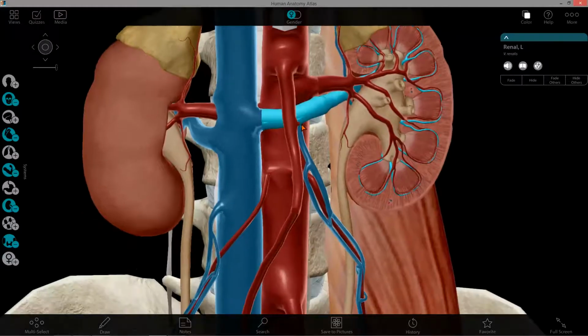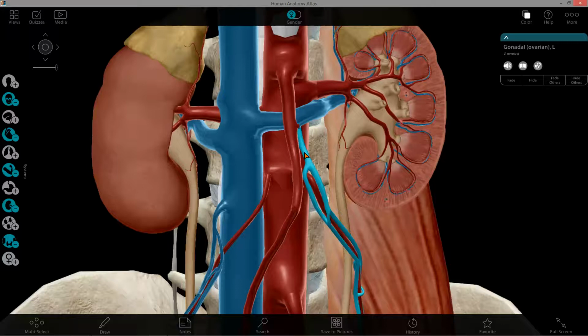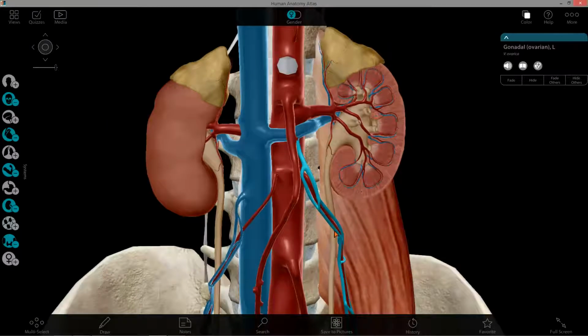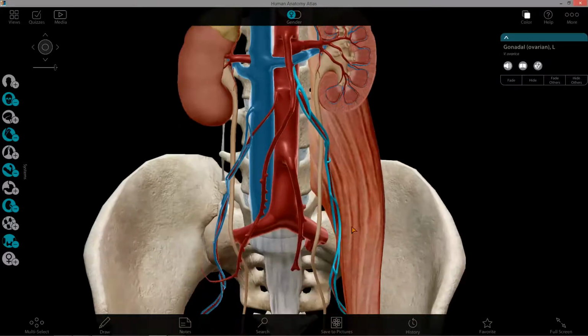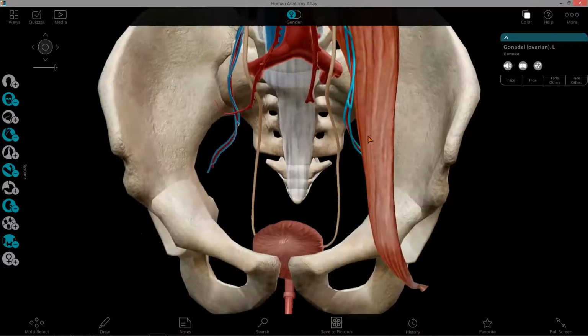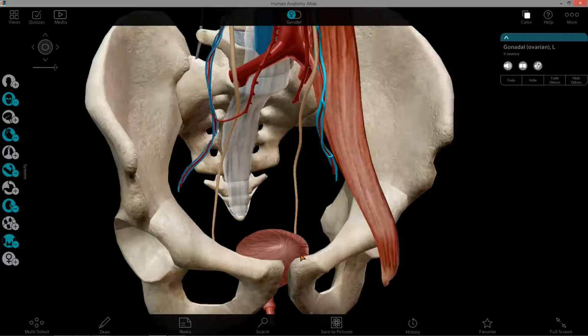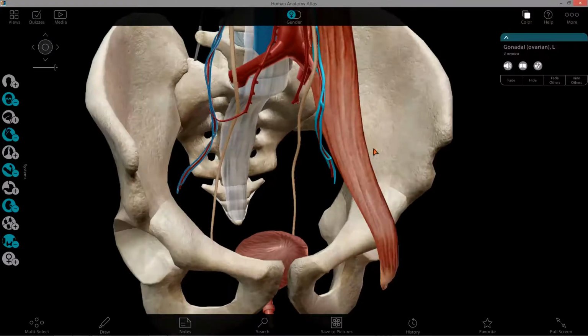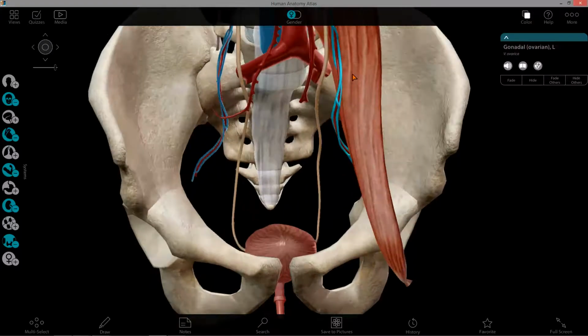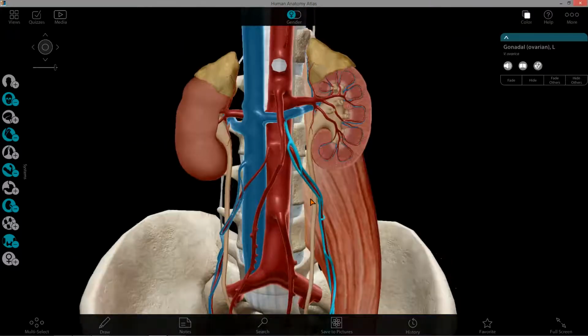Another tributary of the left renal vein is the left gonadal vein. The left gonadal vein travels all the way inferiorly in the abdomen and has several branches that I don't have present here to help drain the gonads. In this case, the ovaries, as this is a female model.